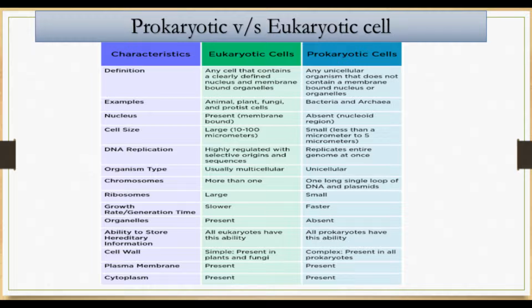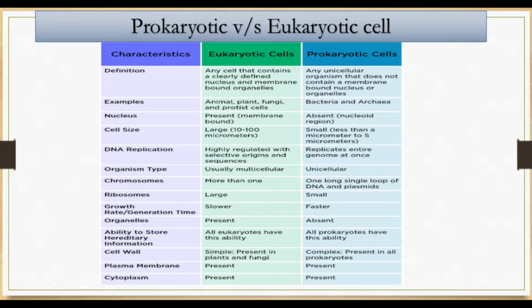So what is multicellular? They have more than one cell for doing a wide variety of activity, and they live in a cluster. Humans are examples of eukaryotes and multicellular organisms, while archaea and bacteria are unicellular organisms. So what is a chromosome?